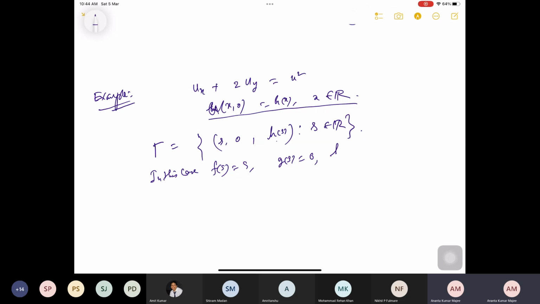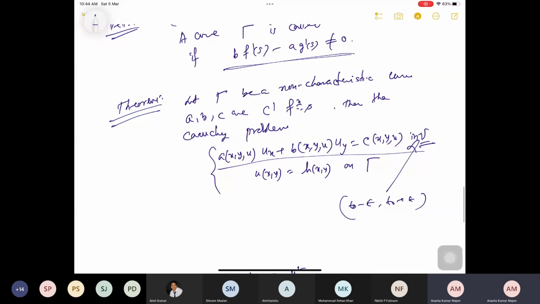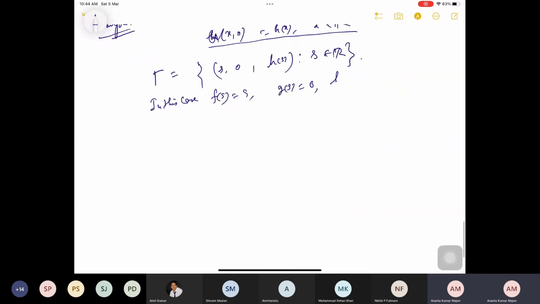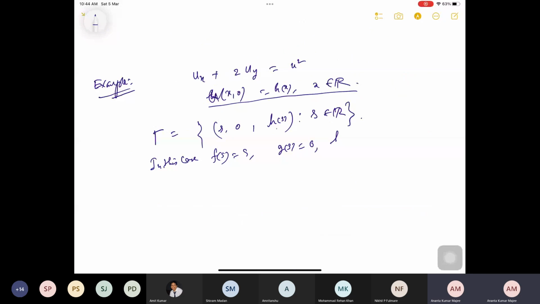What is your gamma? This is a curve, such that on that curve u(x, 0) = h(x). It is given to you. So I want to parameterize this curve. That is what I wrote down: (s, 0, h(s)), such that s in R is exactly this parameterization of your gamma. This is x, 0, and then h(x), that is my z, which is equal to h(s).